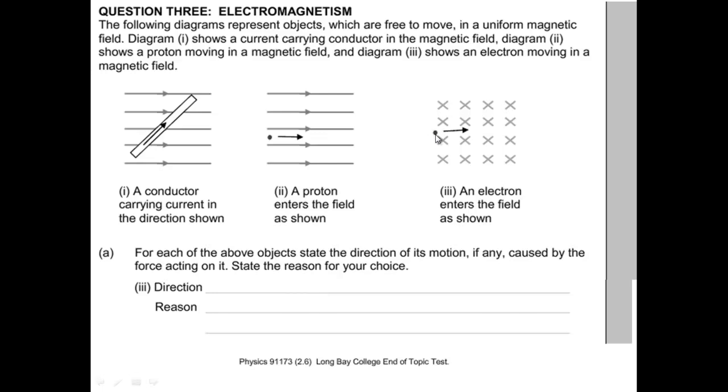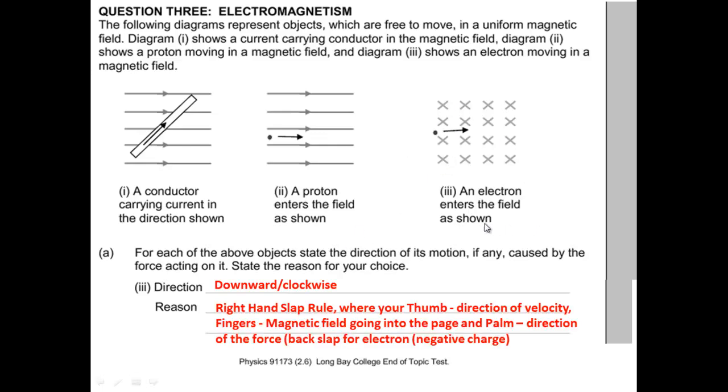The dot means an electron, so our thumb is pointing towards the right, our fingers are pointing into the screen. Because it's a negative charge, we backslap, and so it's actually going to go downwards. If it was a positive charge, it would go up. Negative charge goes downwards. Again, the reason is the right hand slap rule, where your thumb is the direction of the velocity, the fingers the magnetic field lines going into the page, and our palm is the force, a backslap because it's a negative charge.